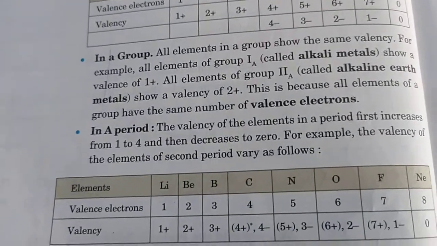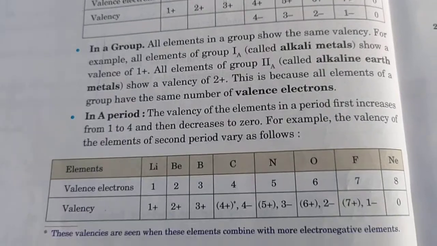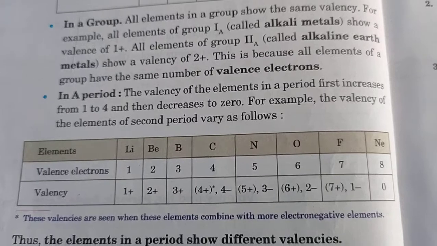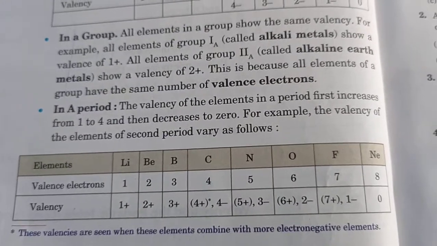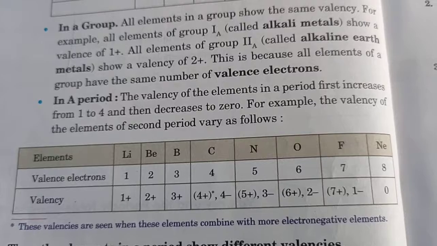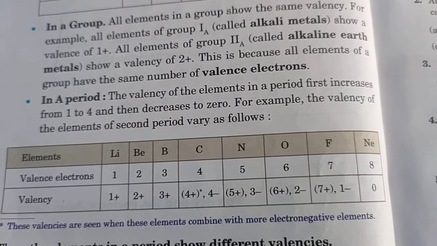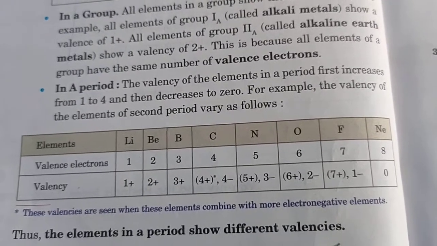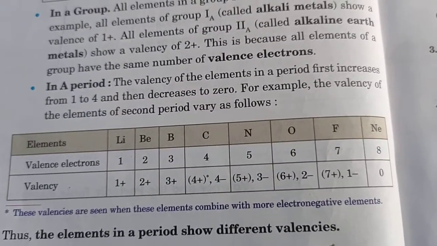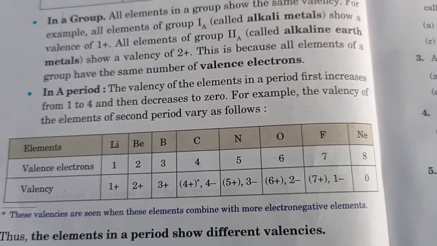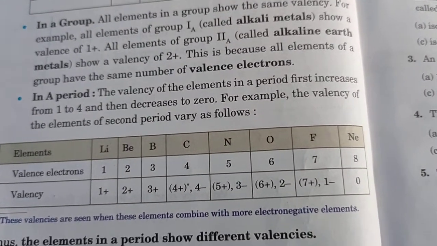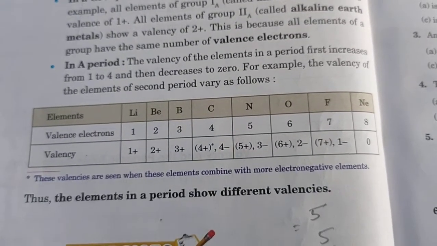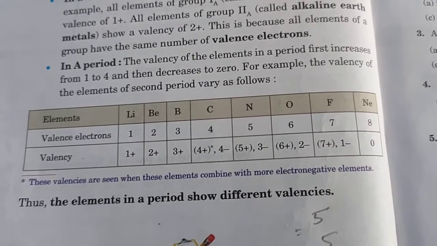For example, the valency of the elements of the second period varies as follows. The second period has lithium, beryllium, boron, carbon and so on. The first period has only 2 elements, hydrogen and helium. Then in the second period, from lithium to neon, you can see that the valency first increases from 1 to 4 and then decreases to 0. The valency of elements of the second period varies like this.